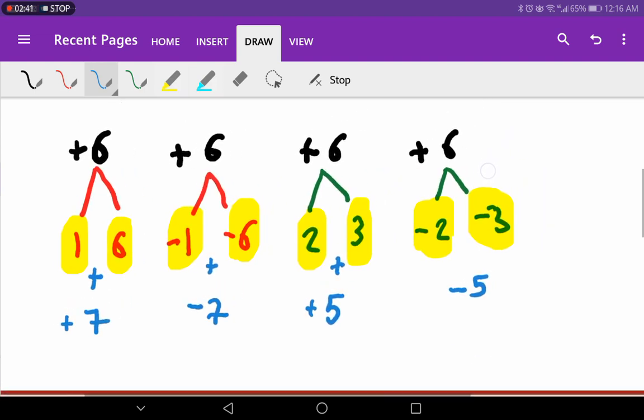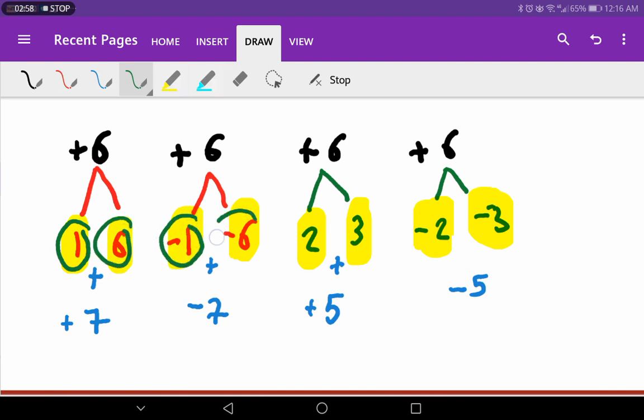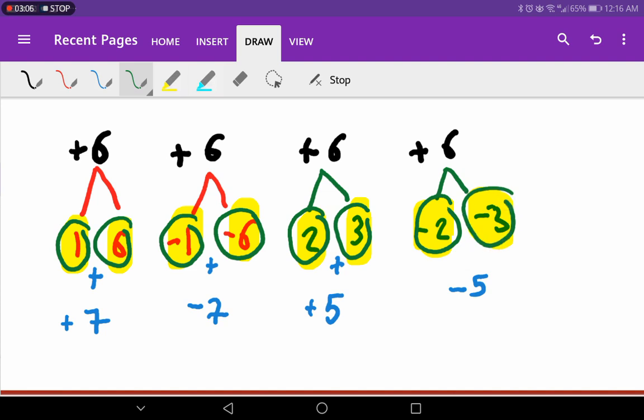Okay, the positive 6 comes from 1 and 6, -1 and -6, 2 and 3, and -2 and -3. As you see, the factors have the same sign, the same sign, the same sign. So there is no different sign between the two factors. Okay, what are you talking about? We don't understand anything. It is okay. But at least you know the factors for each number.